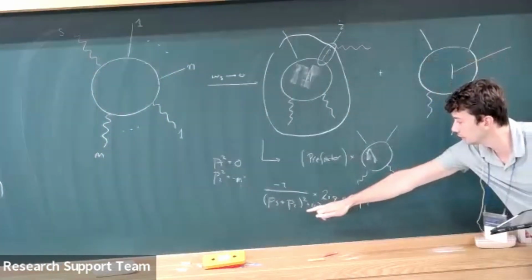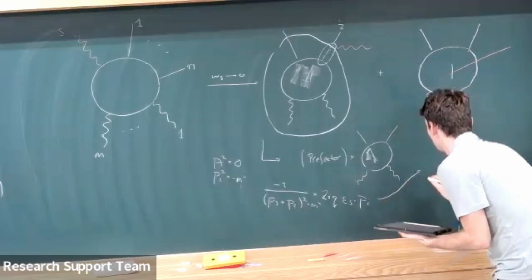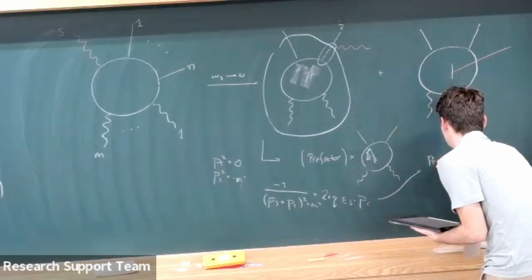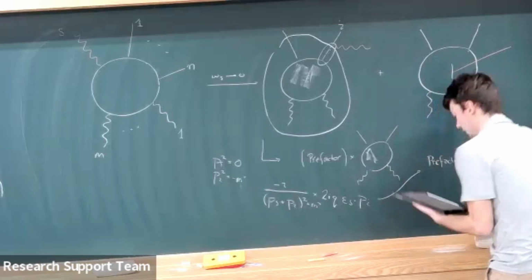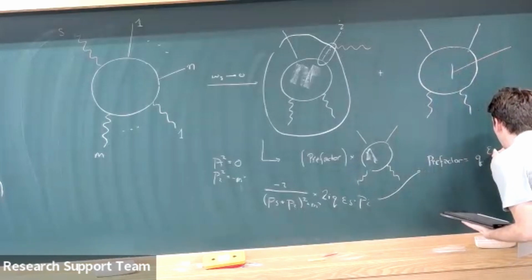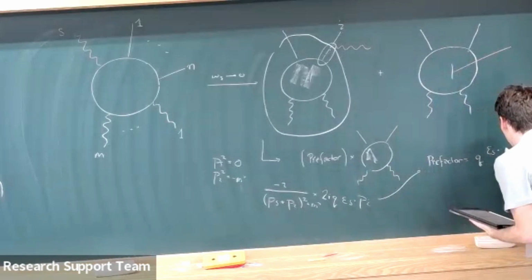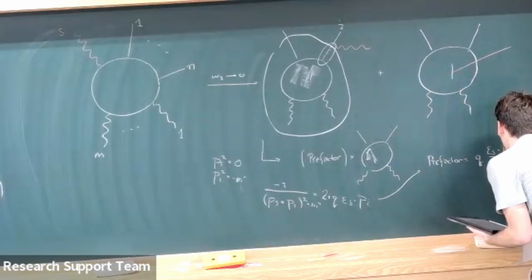So the upshot when you expand this denominator is you find the following. The prefactor is equal to q times ε_s, this polarization tensor, dotted with p_i, the momentum of the hard particle, all divided by p_s dotted with p_i.